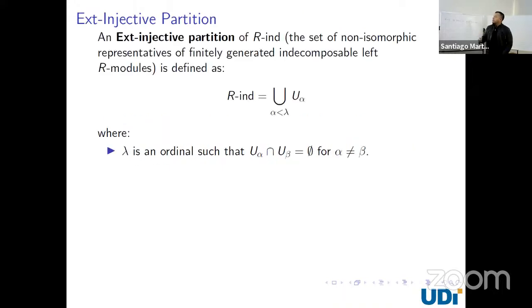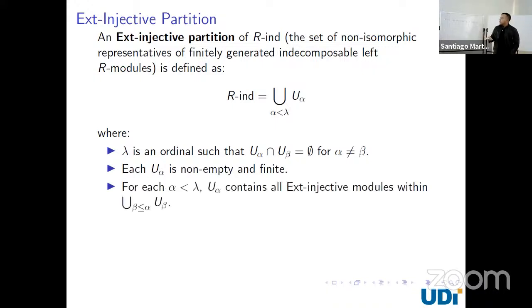But what is this partition? An X-injective partition of Rind is defined as follows. The first condition is only for being a partition: every set U alpha is not empty and finite. And for each alpha less than lambda, U alpha contains all X-injective modules within the union of beta less than or equal to alpha of the U beta.